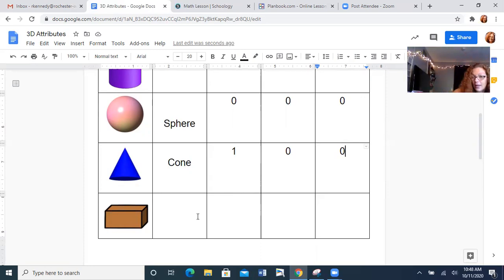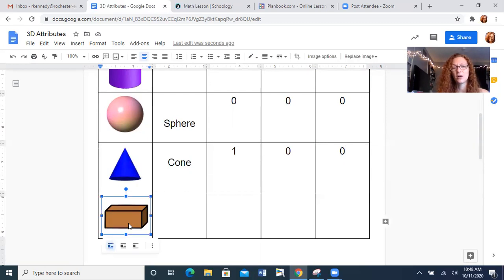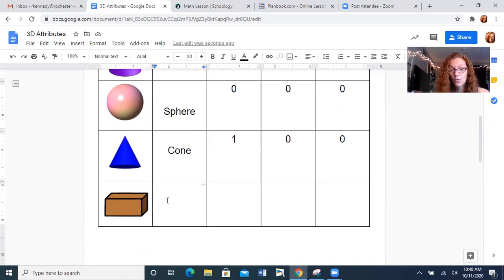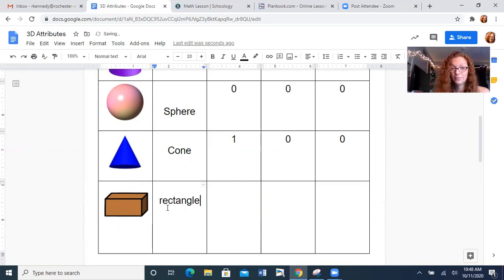And we did a cone. What is left? What is that shape called? Looks like a box, doesn't it? This one is tricky. There's a hint for here. What shape do you see in the front? What shape is this face? It's a rectangle. That's part of the name.